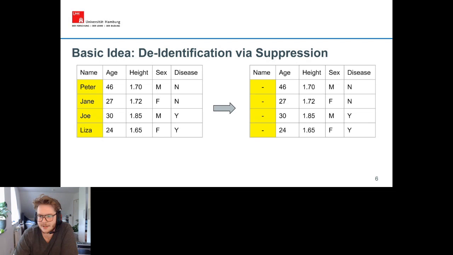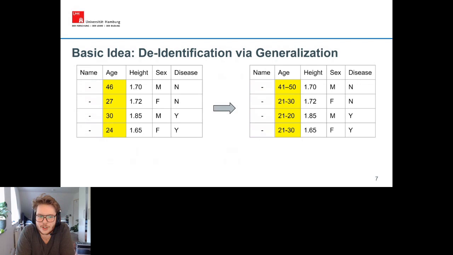For example, your age. So you could also use generalization, for example. This means we remove specific values. If you look at the first row, we can see we remove the 46, the specific age, and replace it by a range. In this case, 41 to 50, which makes sense, right? Now you can no longer identify the first row, right?